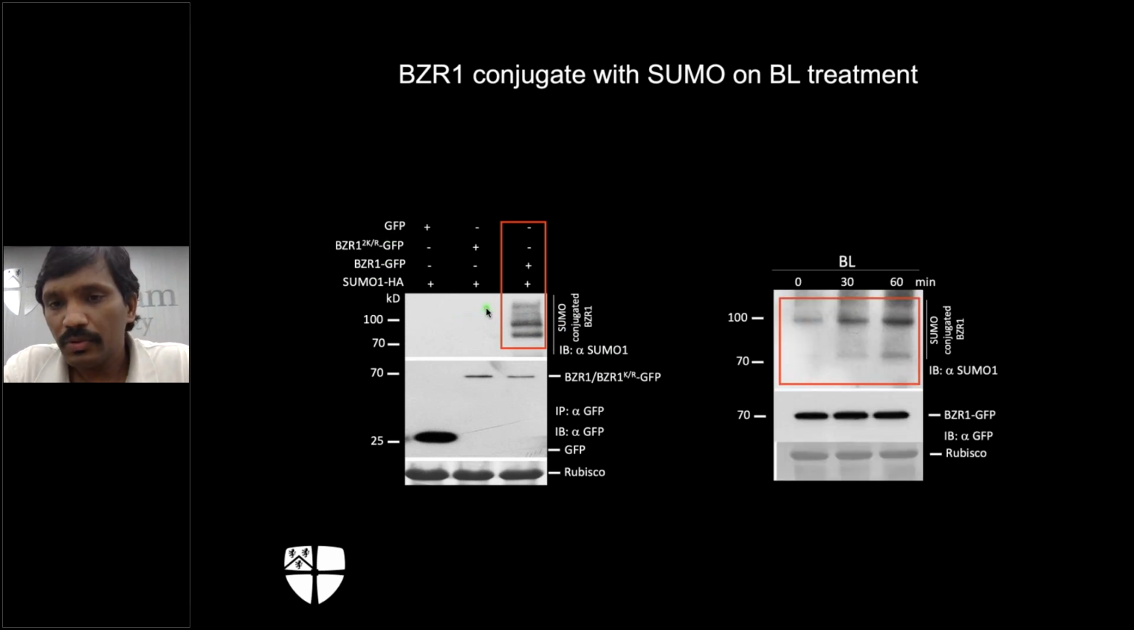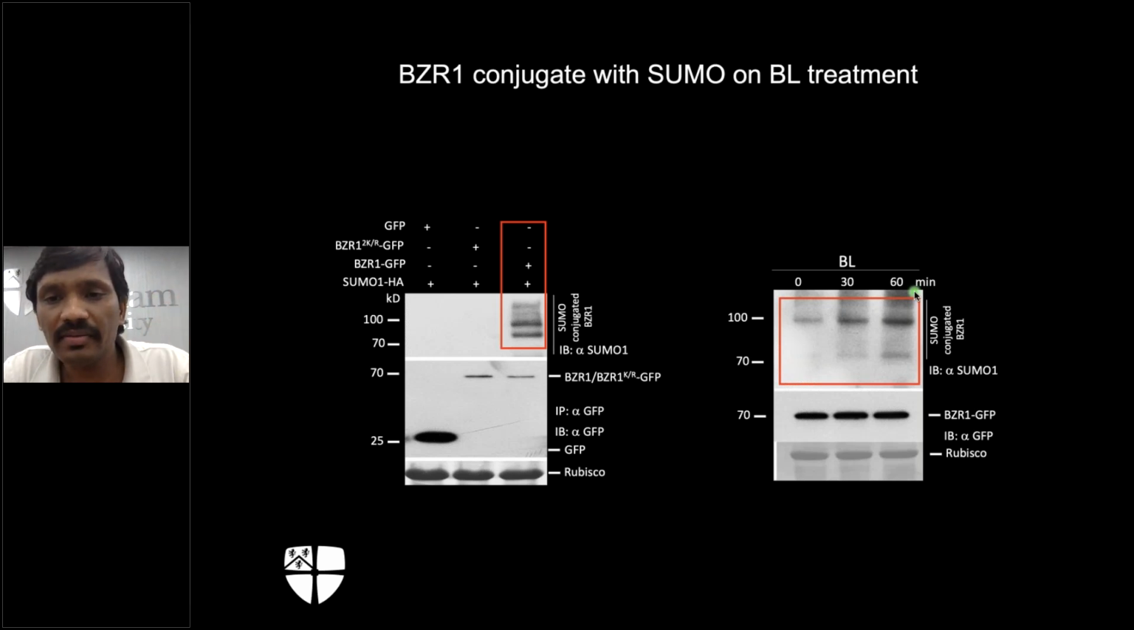In addition, we generated transgenic plants, and when we treat these BZR1 transgenic plants, we can see that hyperconjugated SUMO-BZR1 appears when you treat them with brassinosteroid. This is a chemical form of the brassinosteroid that activates the signaling. So when you treat with brassinosteroid, you get the hyperconjugation. It tells you that when you have active brassinosteroid signaling, BZR1 gets SUMO conjugated.